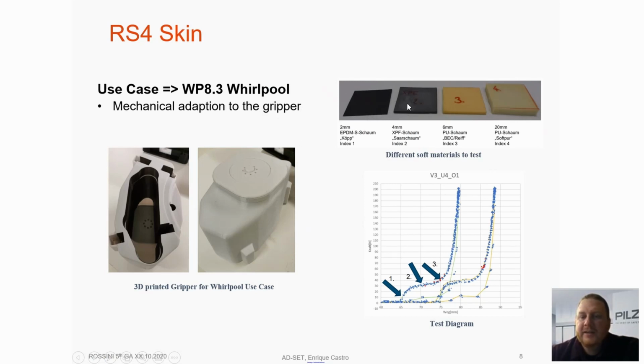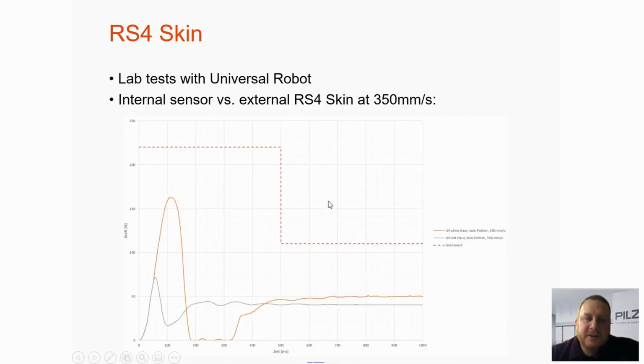Therefore, we had to examine different soft materials. We had to find the right force threshold to determine the activation force. And we 3D printed the gripper of the Whirlpool use case and had to develop the 3D shapes of the skin. Yeah, all right. Then this is the result for the skin.